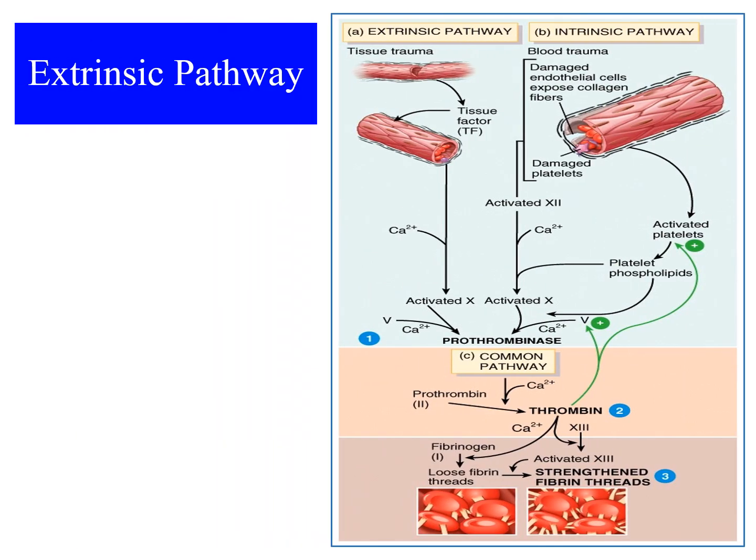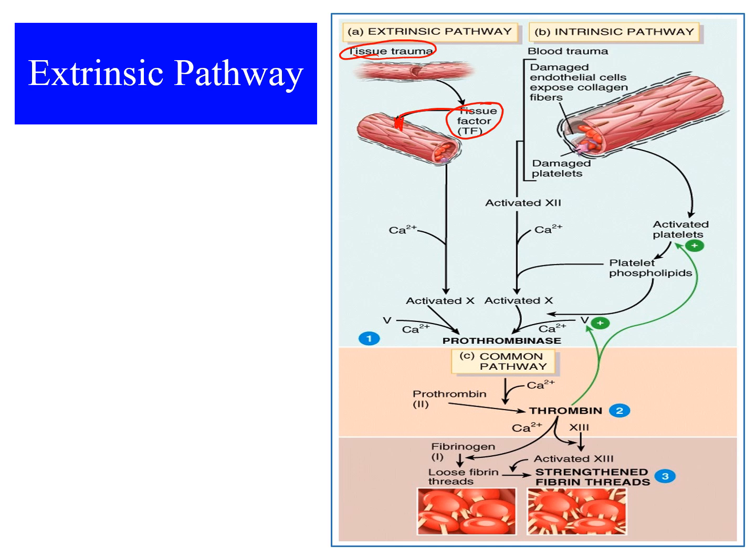In general, that's what happens in the extrinsic pathway. Now, how are these events happening? The first thing is, when there's damage to a blood vessel, there's also tissue trauma. There's also damage to the surrounding tissue. And those cells in the tissue that have been damaged release tissue factor, or thromboplastin. This thromboplastin enters the bloodstream.